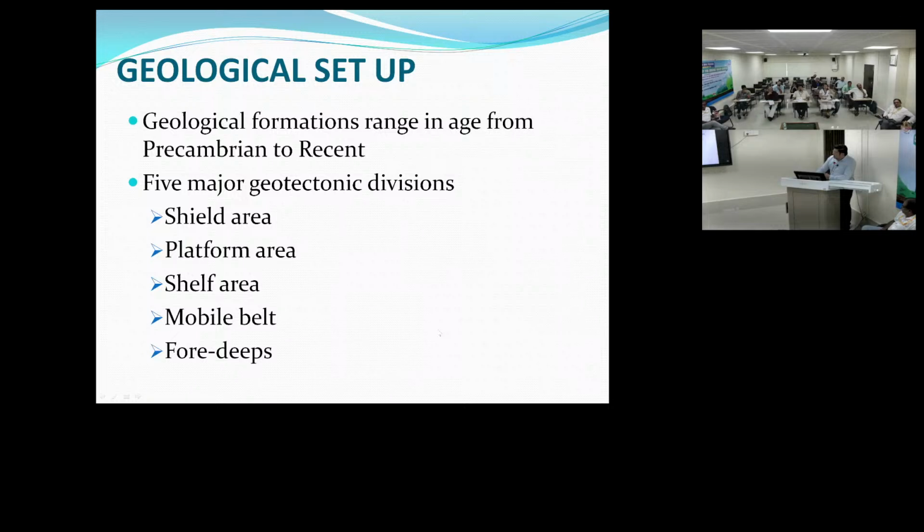Geologically, if you see the geological formation, Precambrian means you can see the Meghalaya Plateau or the Karbi Anglong Mikir Hills. Those are the Precambrian area. The Brahmaputra alluvial plain is a recent area. There are 5 major geotectonic divisions: shield area, platform, shelf, mobile belt, and foredeep. These are geological formations. I won't go much deeper into it.